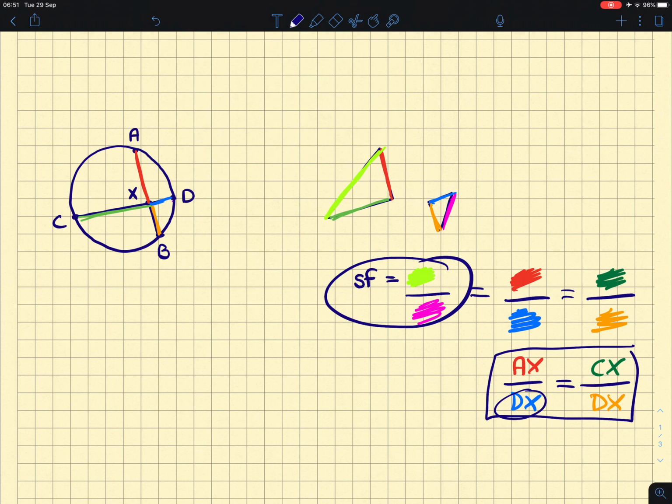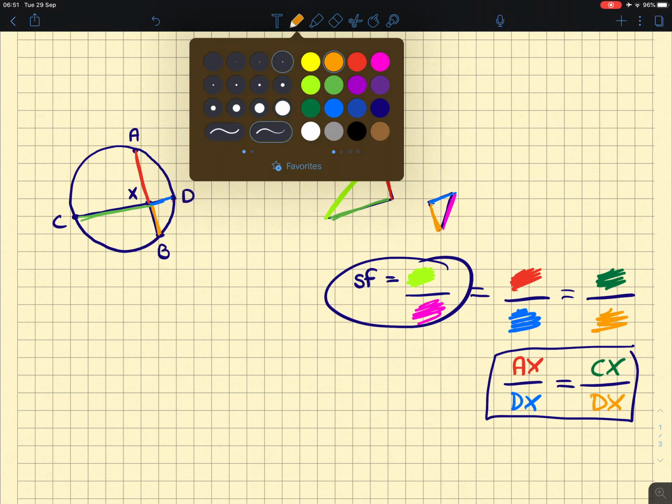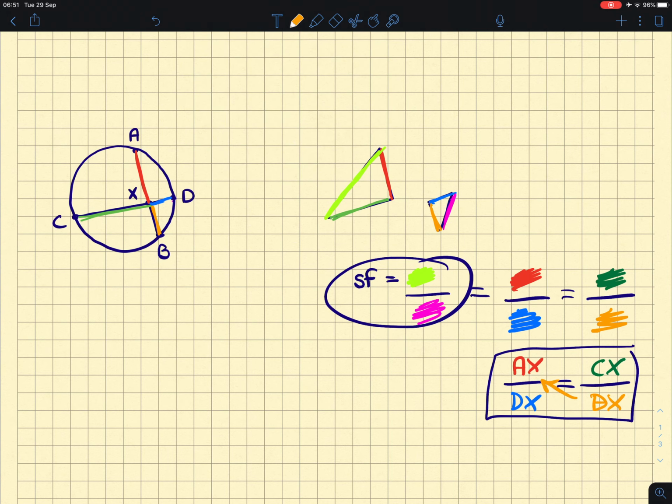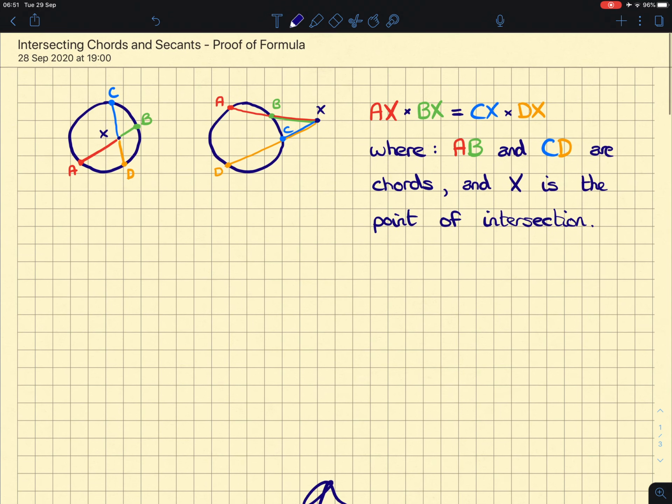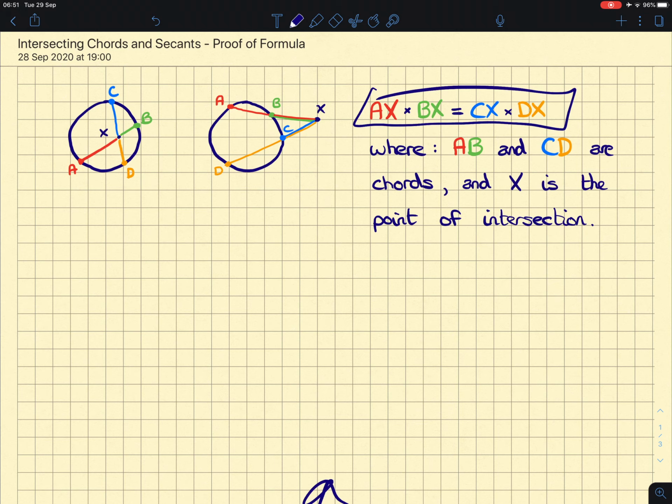If you multiply both sides by DX, it will pop up over there on the right. And if you multiply both sides by BX, I've erased it again, then that will pop up over there on the left-hand side. And basically from there, you're going to end up with this formula here: AX times BX equals CX times DX. So that's the proof involving chords.